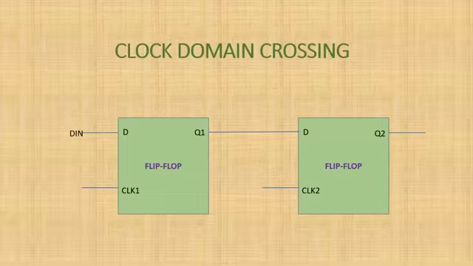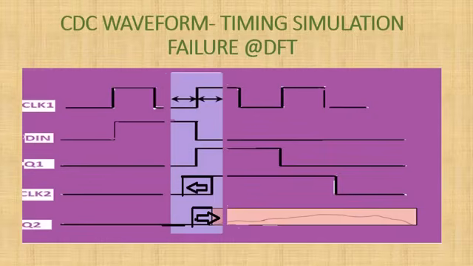Now, what if there is a clock domain crossing? Because of the clock domain crossing, if there are two clocks, clock 1 and clock 2, input is D, outputs are Q1 and Q2, and for the second flip-flop, Q1 acts as an input as well. Suppose clock 2 is coming earlier than Q1, then it is a setup violation, and hence that may lead to a metastable state or X or 0 or 1, any mismatch in the data, which may lead to timing simulation failure at the DFT stage.